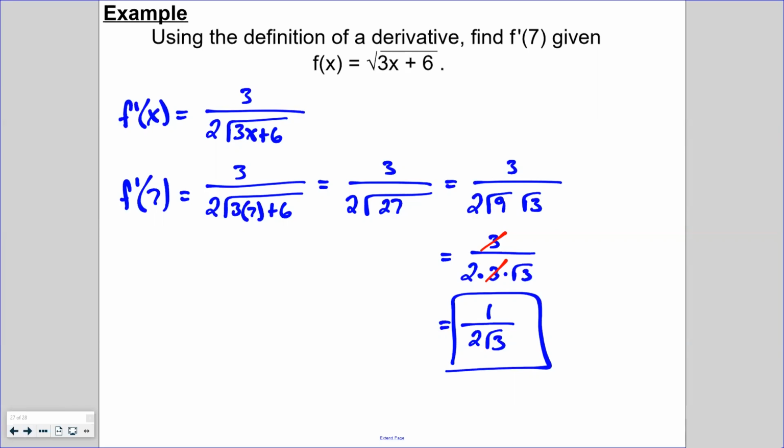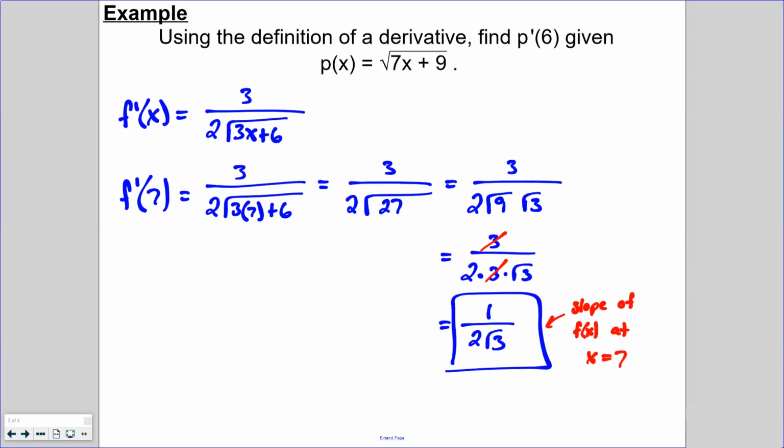All right, I just want to mention, what is this number? What does 1 over 2 radical 3 represent? Well, remember, this is the slope of f of x at x equals 7. All right, folks, that is using the limit definition to find the derivative of a function with a radical.